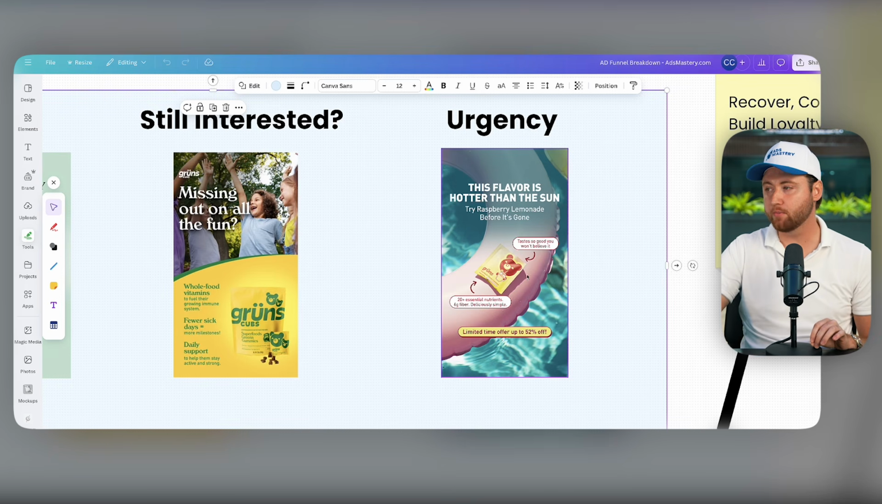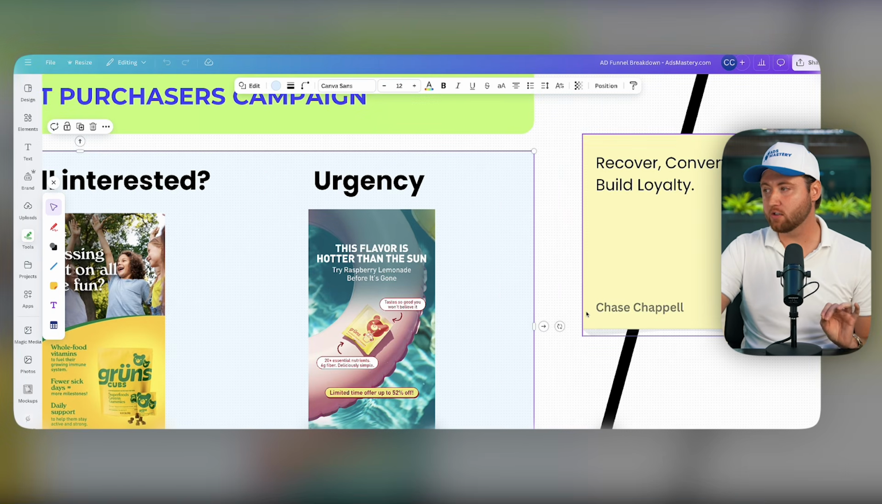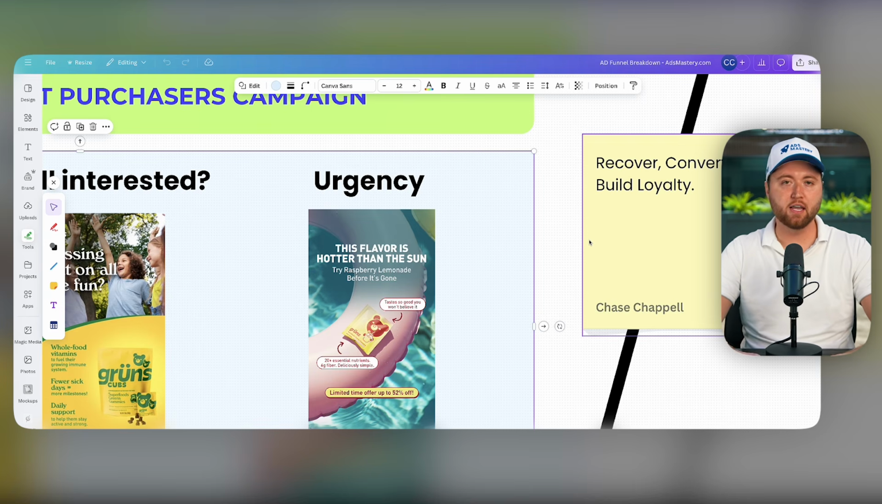So that is also gonna help us urgently move people through the funnel at the bottom and get them to convert. And the bottom of funnel campaigns are here to recover people. If they have not purchased, it's to convert them, and it's also to build loyalty, get subscribers on these deals. And this is where you use get offer CTAs and shop now CTAs.